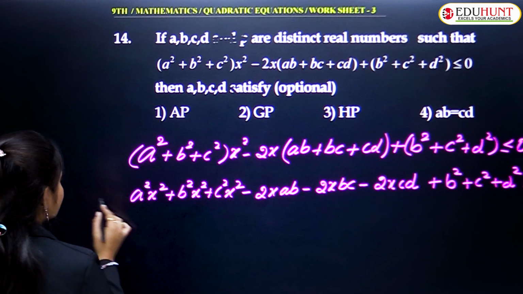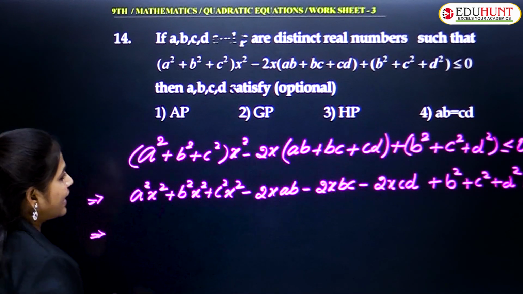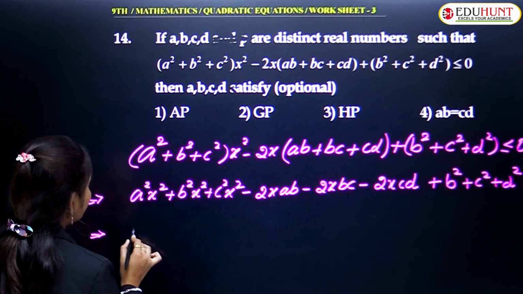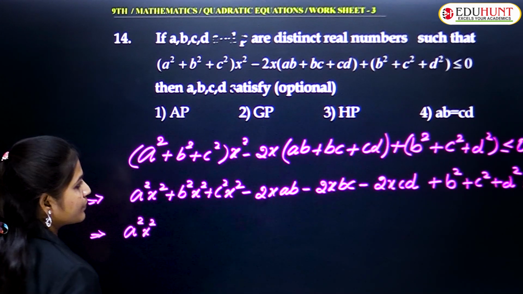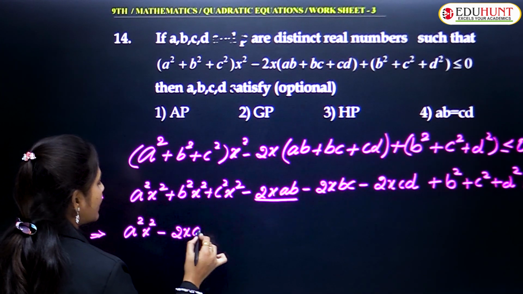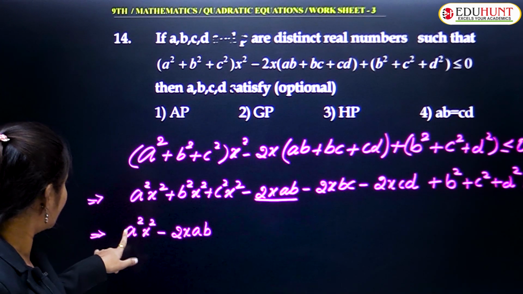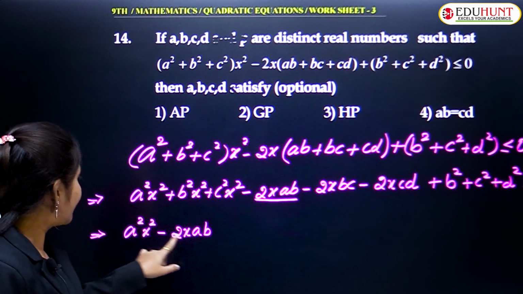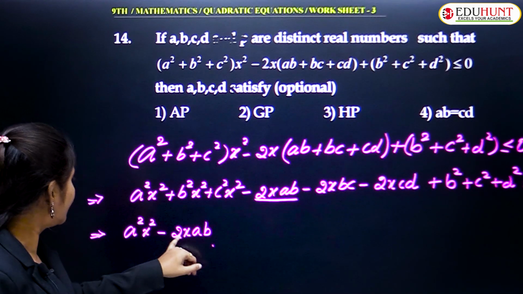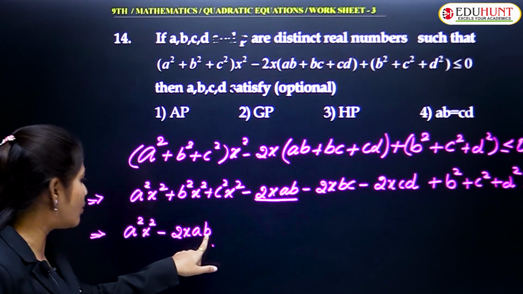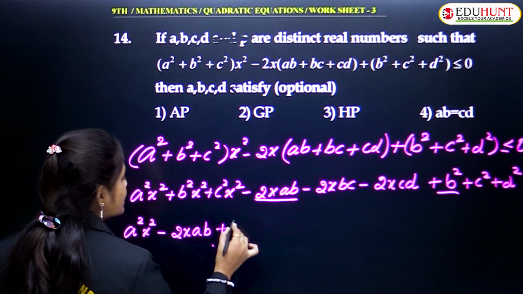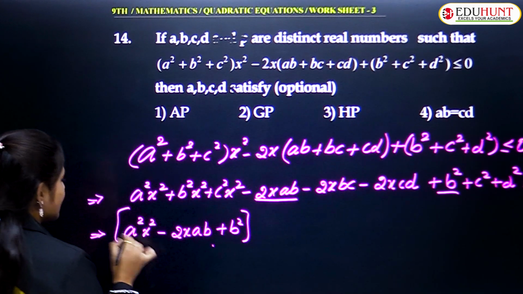Understand? Now simplify this. I want to write some related terms together. So A square X square, and since the AB term is there, I want to write minus 2X AB. Here 2X AB is the 2AB form. X is already there, A is there, so what is left over here? That is B. So I take plus B square. So this is one set.